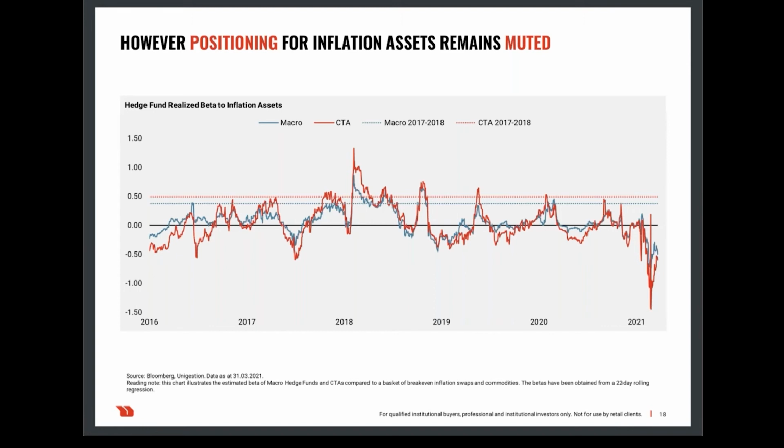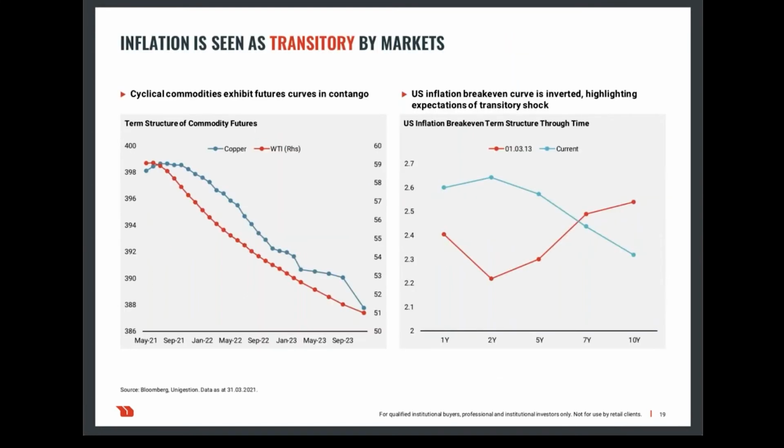Here we look at the exposure from macro hedge funds and CTAs, and as you can see, through the beta analysis we have developed internally, their beta to real assets is currently low and lower than the history. So in our view, there is room for an increase of their exposure to real assets, and then a big support for future returns of inflation break-evens and cyclical commodities.